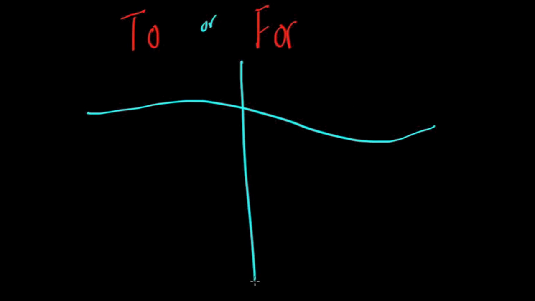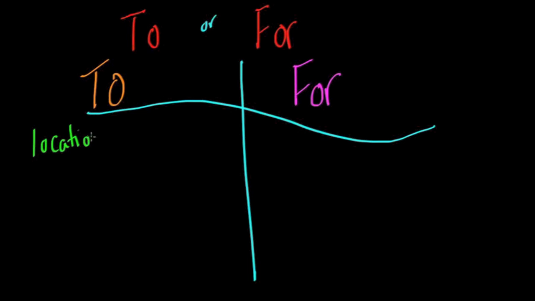So first we're going to draw a little diagram here, and on this side I'm going to have to, and on this side I'm going to have for. We're going to look at the reasons why we use them. So first let's take a look at to. Location or destination. We use to for location or destination. Let me give you an example of that.